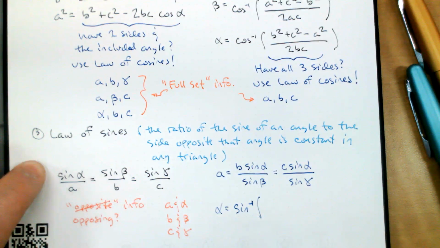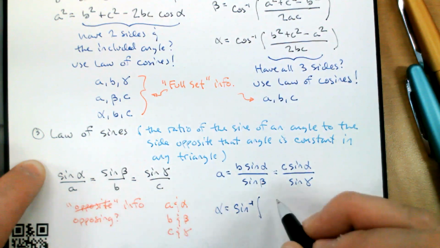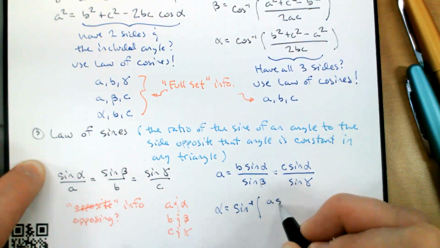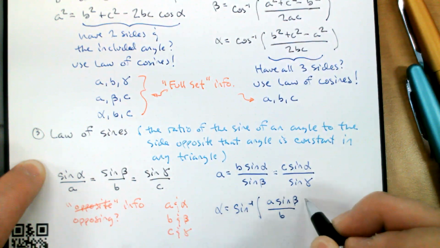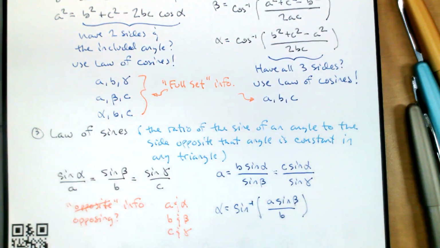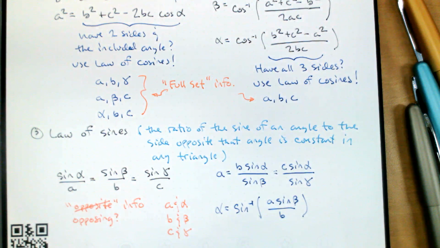So if I want to solve for alpha, that will equal A times the sine of beta divided by side B. Once again, notice that sine of beta and B are on different parts of the fraction. If I want to solve for alpha using C and gamma, it would be the sine inverse of A sine gamma over C.